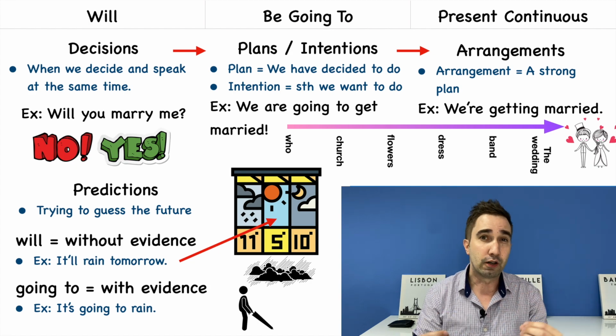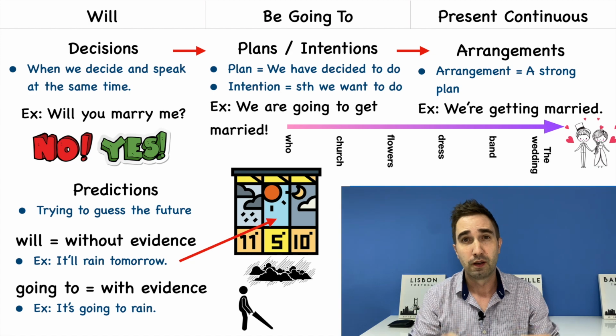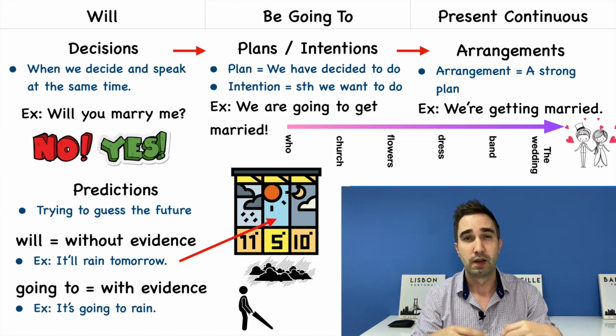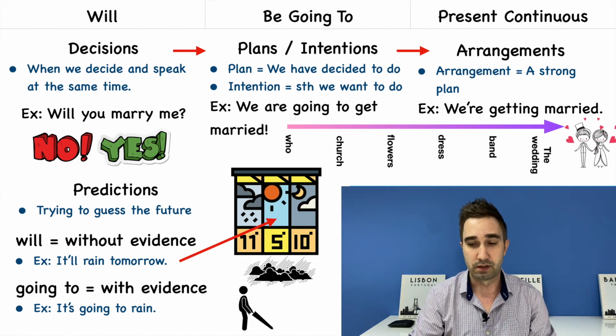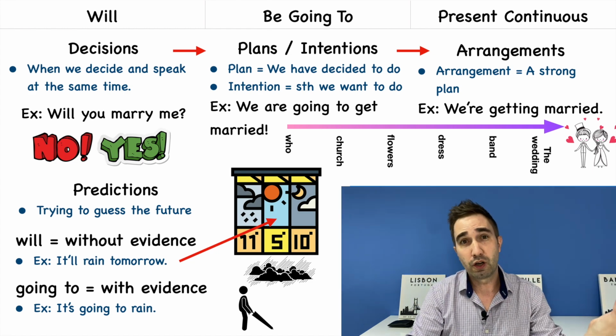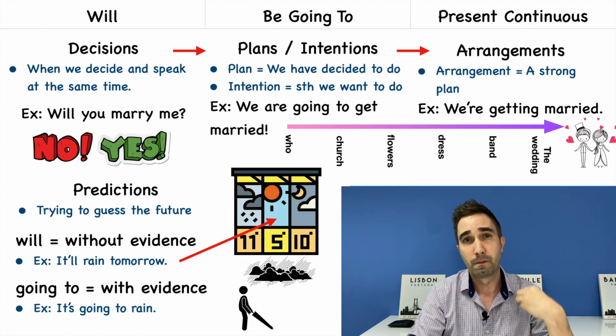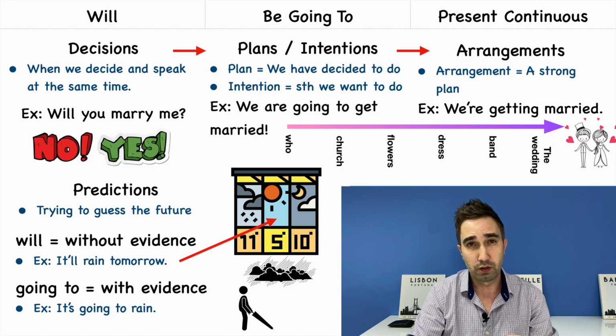But maybe later during that match, Brazil is winning 3-0. And I go, oh yeah, Brazil is going to win because I can see the score, 3 to 0, right? I can see that with evidence. So here we go. There you go. That's pretty much the comparison between will, be going to, and present continuous.